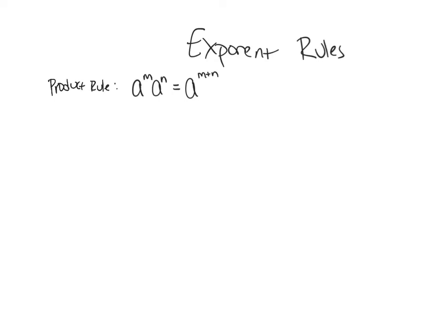The reason this is a rule is, if we were to use an example of, say, 2 to the power of 3 times 2 to the power of 5, what does that really mean? Well, 2 to the power of 3 is just 2 times 2 times 2, and 2 to the power of 5 is 2 times itself 5 times. So what I really have here is 2 being multiplied by itself a total of 8 times, or 2 to the power of 8, which is the same as 2 to the power of 3 plus 5, just adding my exponents together. That's why the product rule exists.